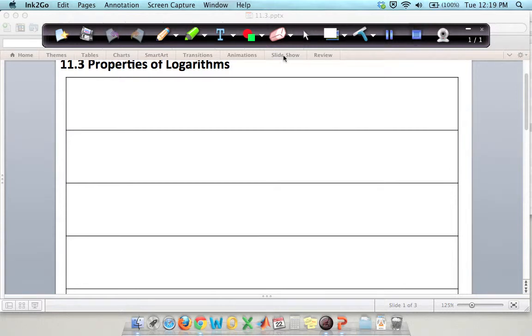In 11.3, we're going to look at properties of logarithms that help us either expand or contract log equations. And so we're going to start with the first one. These that you're going to see are pretty similar to actually the properties of exponents. But when you have log base b of m times n, so when you're multiplying two things, you can actually break this up into two separate logs. So this can become the log base b of m plus the log base b of n.